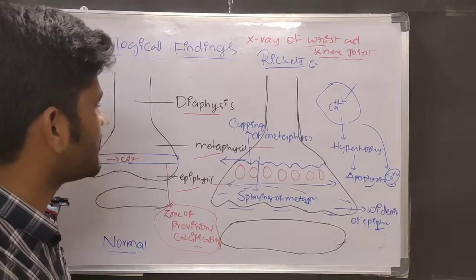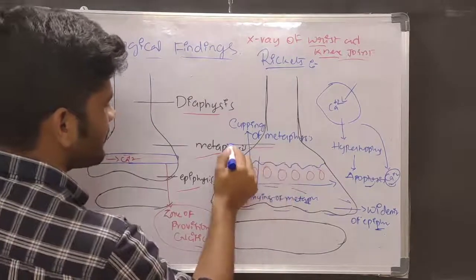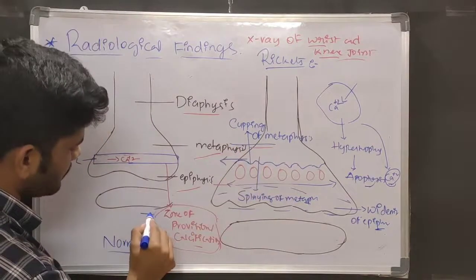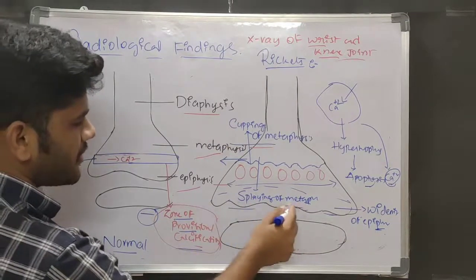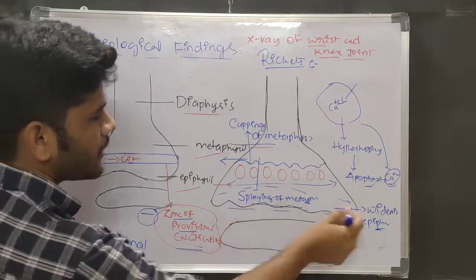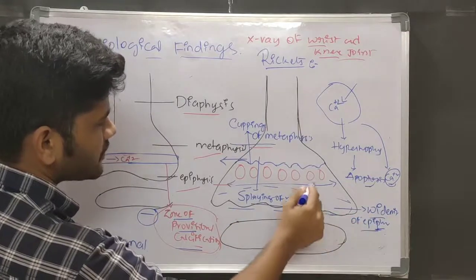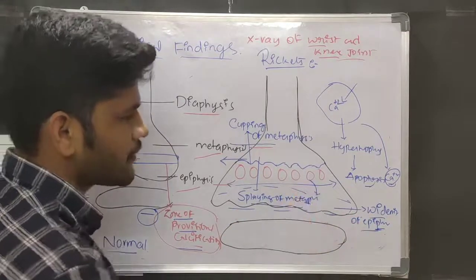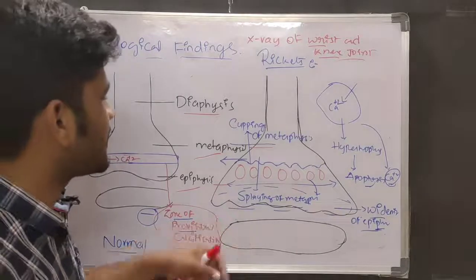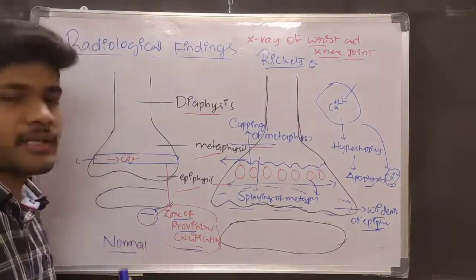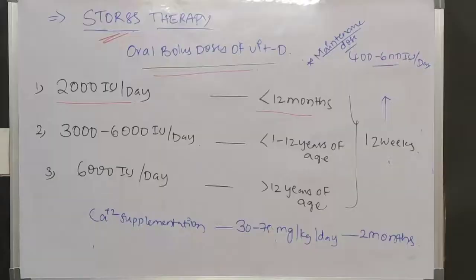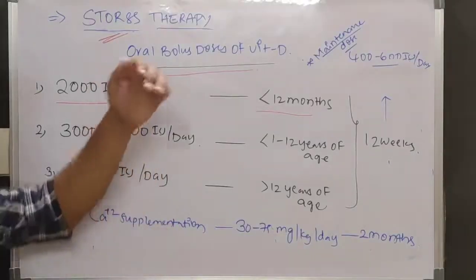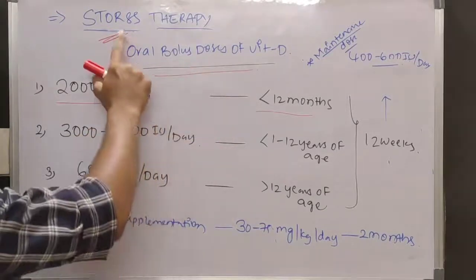These are the clinical features. The main things are cupping of the metaphysis, absence of the zone of provisional calcification, splaying of the metaphysis, and also widening of the epiphysis due to the growth of cartilaginous tissue. So these are the radiological features that we observe in a person with rickets. The therapy for the management of nutritional deficiency rickets is Stoss therapy.